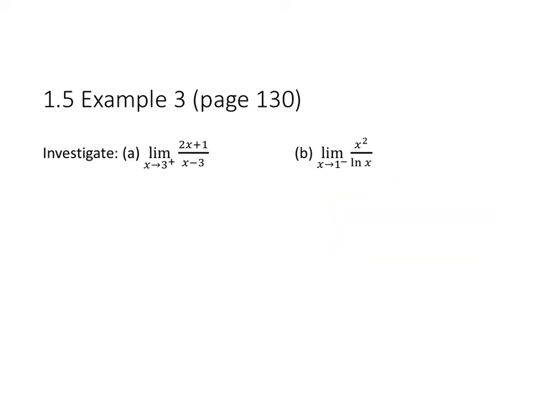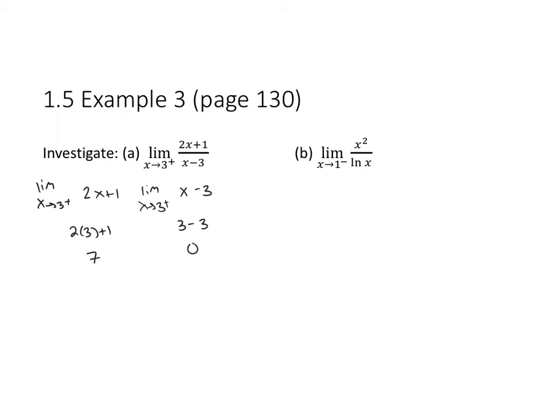So to solve these limits, we're going to take the same approach that we usually do. We're going to look at the limit as x goes to 3 from the right of the numerator, and the limit as x goes to 3 from the right of the denominator. So for the numerator, I'm going to have 2 times 3 plus 1, or 7. For the denominator, we're going to have 3 minus 3, or 0.